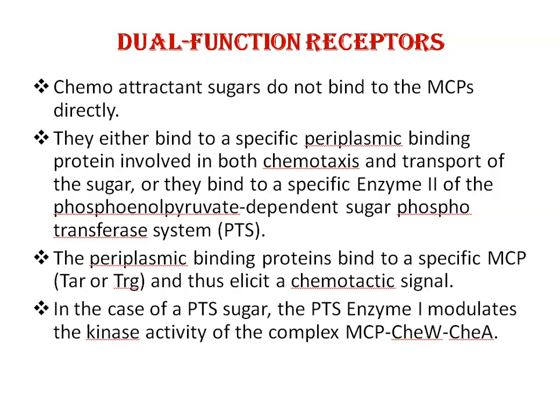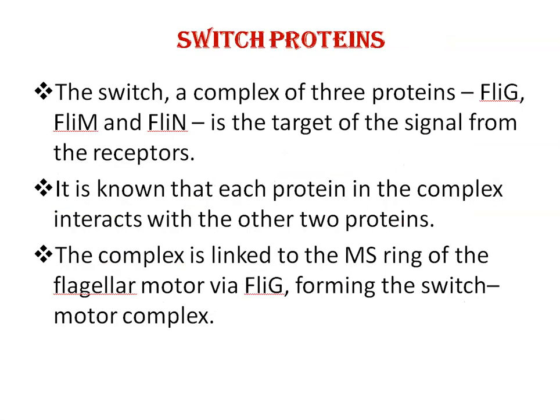The periplasmic binding proteins bind to specific MCPs, like TAR or TRG, and thus elicit the chemotactic signal. In the case of PTS sugars, the PTS enzyme I modulates the kinase activity of the complexes MCP, chemotaxis W, and chemotaxis A. Like MCPs, at least some of the dual function receptors, like periplasmic maltose binding proteins, are clustered at bacterial poles in order to allow direct interaction with the MCPs. Next is switch proteins.